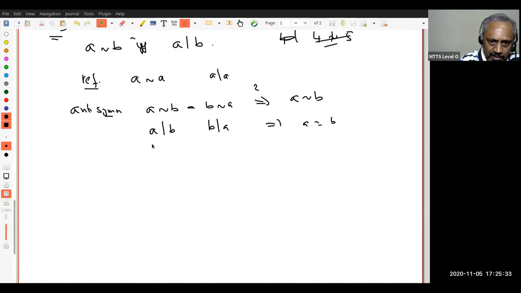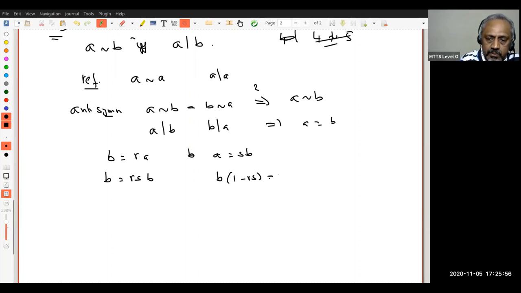MSc students must know. If a divides b, that means b must be some r times a. And b divides a, that means a must be some s times b. You understand that? So substitute here, that is rs times b in place of a. This means b into (1 minus rs) is 0. Now remember, b is in N, therefore it is non-zero, therefore this means 1 minus rs is 0. That means rs must be equal to 1.